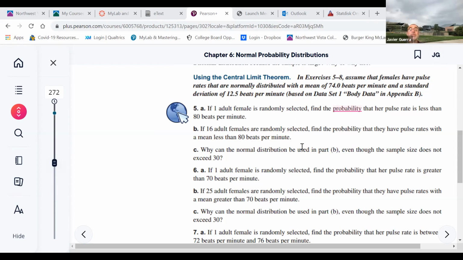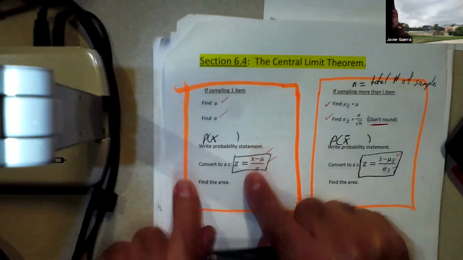All right, part A. How many samples are we conducting for part A for number 6? Greater than 70. No, how many samples are they conducting? Oh, 1. I'm sorry, 1. That's right, they're doing 1. So we're going to do the 1 sample, because it's 1.